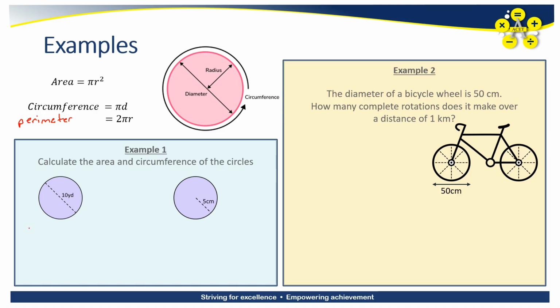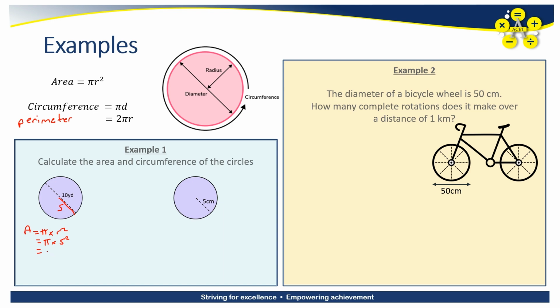So I'm going to start with the area. Now area is pi times the radius squared, pi r squared. I'm not given the radius here, I'm given the diameter. So I need to calculate the radius first. Now remember, the diameter is double the radius. So if the diameter is 10, the radius is 5. So for the area of the circle, I'm going to go pi times 5 squared.